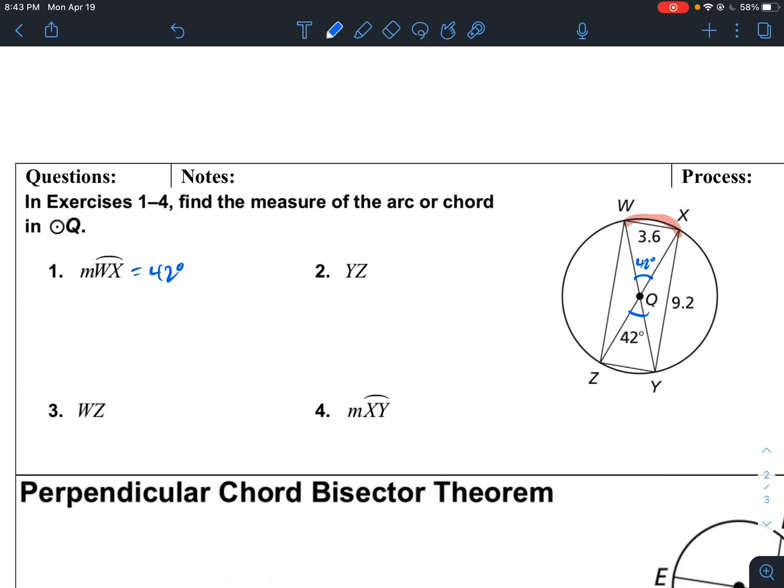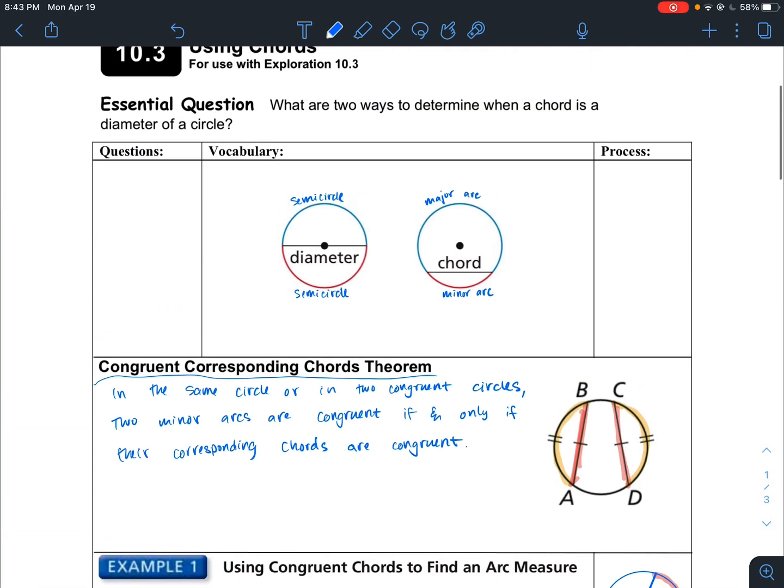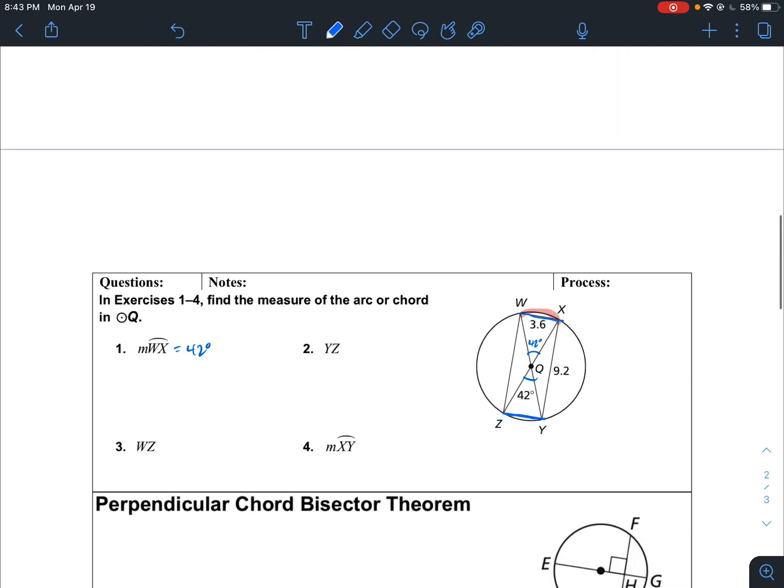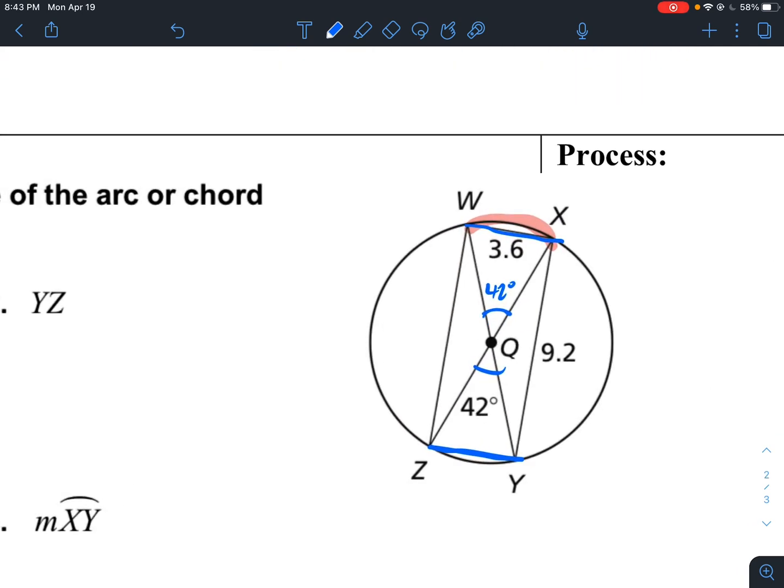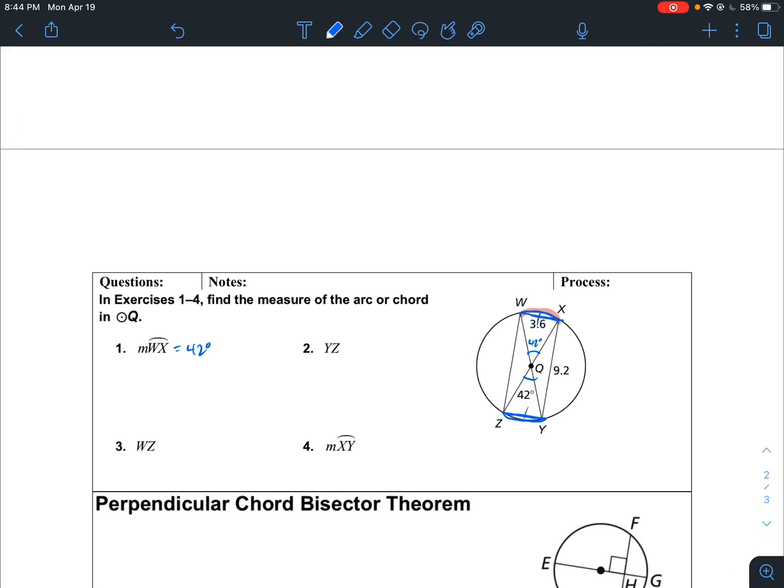I think you guys should be able to finish the rest. Well, YZ right here, so it wants you to find the measure of this line segment right here. But just look over here, this line segment is 36. Now it follows from the congruent corresponding chords that if the chords are congruent, then that means the segment is also congruent. So if this right here is 42 degrees and this right here is 42 degrees, well, that means that these are congruent. So I'll let you piece that together.